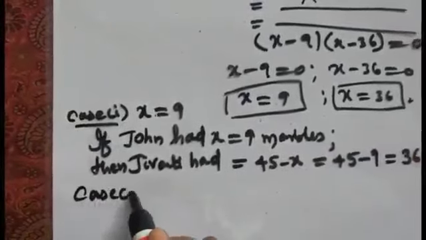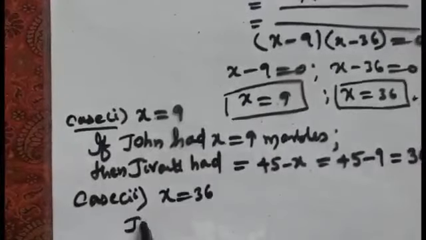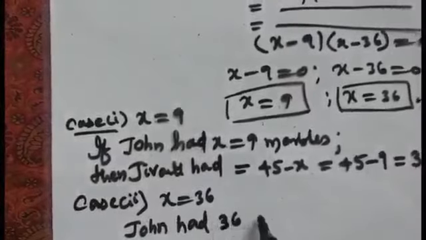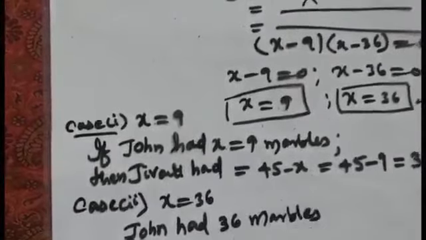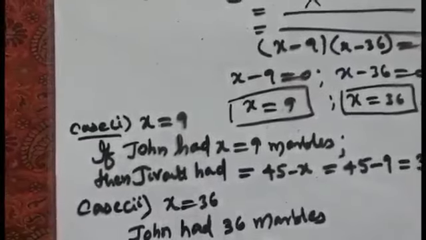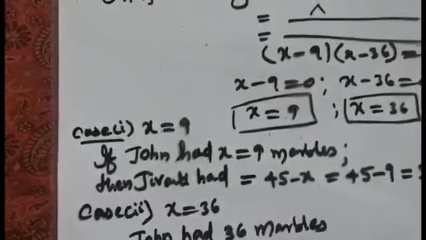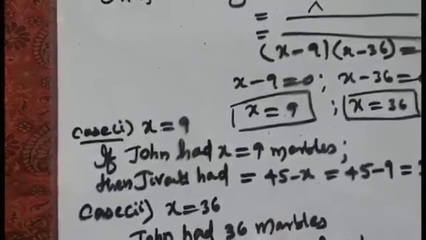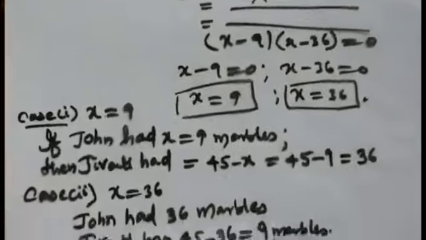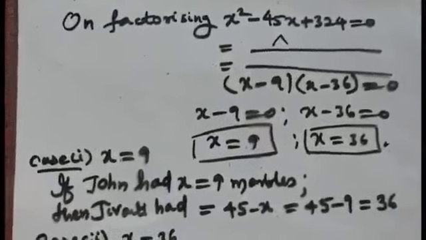So case 2, if x is equal to 36. Then John will have how much? John had 36 marbles, right? If John had 36 marbles, then Jeevanti could have in the starting 45 minus 36. And 45 minus 36, how much will it be? 9 marbles. So this is how we have shown how to find out a quadratic equation, and you will open the bracket. This whole exercise, I want to use it as the revision for your previous exercise.